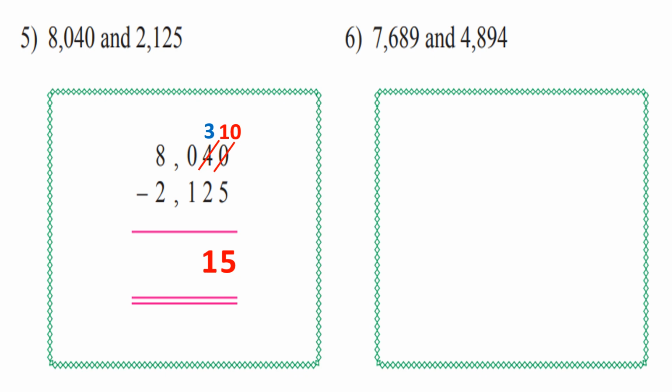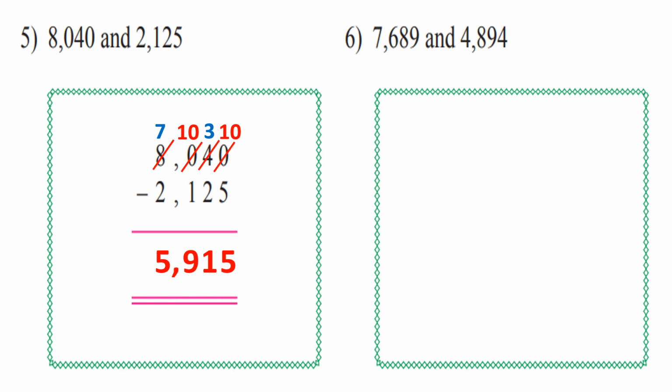Next is 0 minus 1 cannot be. No, you borrow here from 8, becomes 10. 10 minus 1 is 9. 8 here becomes 7. 7 minus 2 is 5. Your answer is 5,915. Okay, next is number 6.